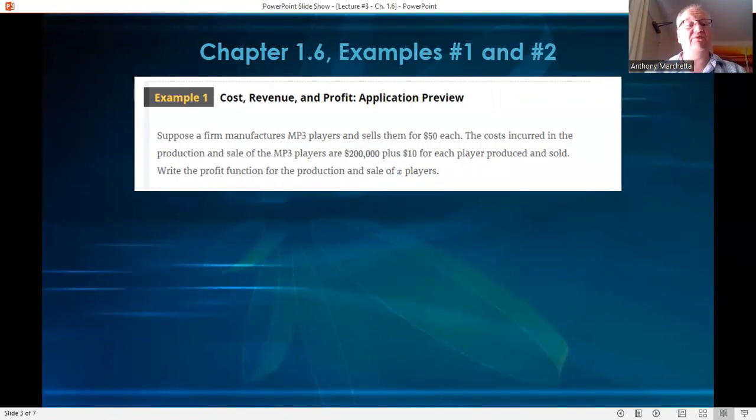Here, example one, suppose a firm manufactures MP3 players and sells them for $50 each. The costs incurred in the production and sale of the MP3 players are $200,000 plus $10 for each player produced and sold. Write the profit function for the production of and sale of X players.